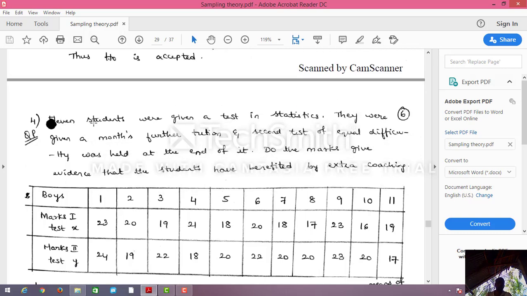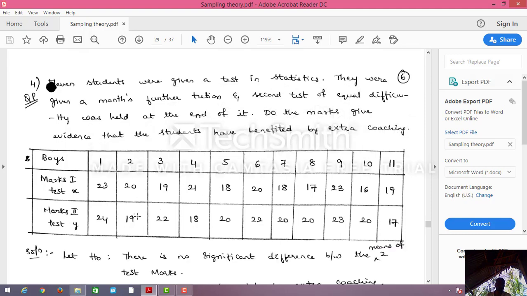Right. Here, 11 students were given a test in statistics. They were given a month's further tuition, and a second test of equal difficulty was held. At the end of it, do the marks give evidence that the students have benefited by extra coaching?